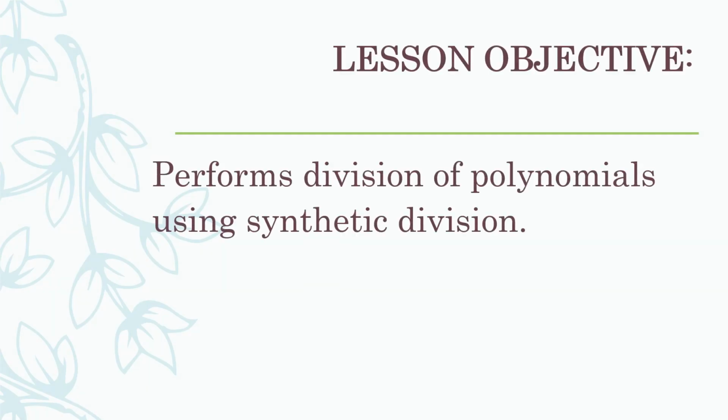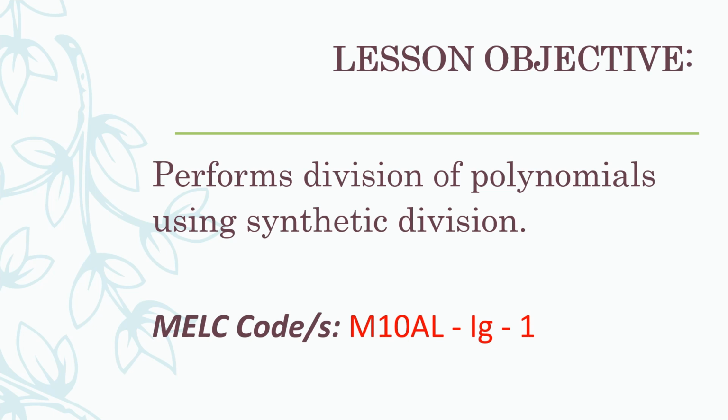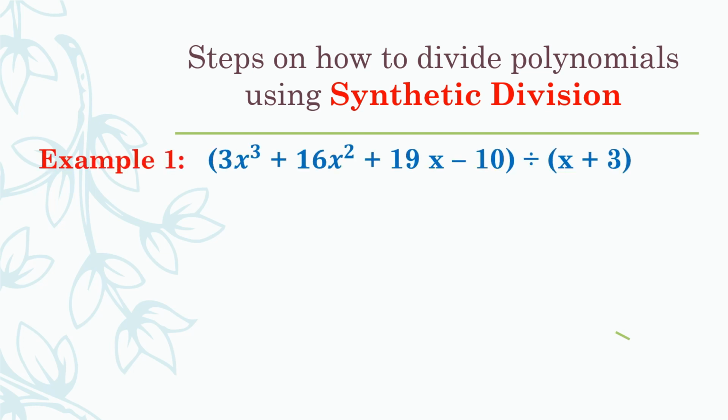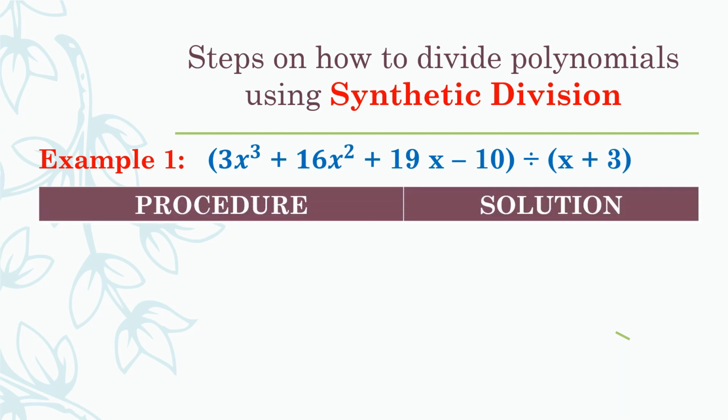Lesson objective: performs division of polynomials using synthetic division. You have learned from your previous lesson how to divide polynomials using long division. Now, we will learn the steps on how to divide polynomials using synthetic division. Let's have our given polynomials. The quantity of 3x cubed plus 16x squared plus 19x minus 10 divided by the quantity of x plus 3.